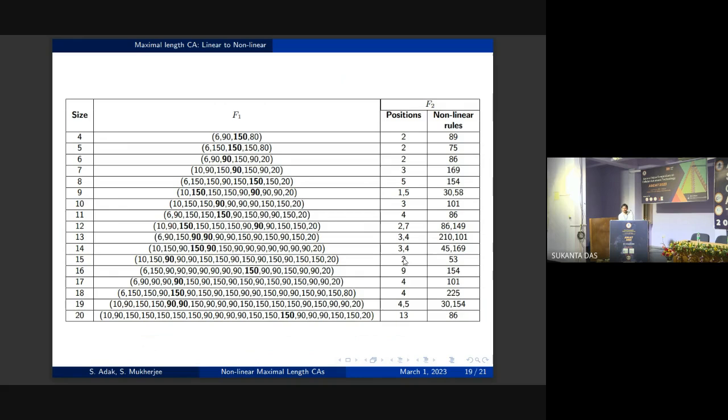So this is the result of our algorithm. F1 is the linear maximal length CA, and we derive F2 from the linear maximal length CA, which is nonlinear. And in F2, in particular positions, we have replaced the rules. The rules are in the last column and the position before the last column.